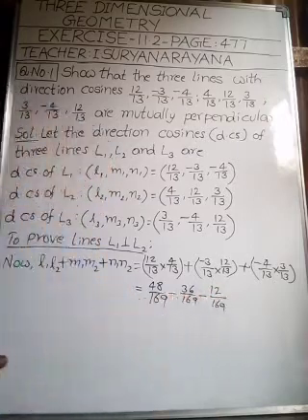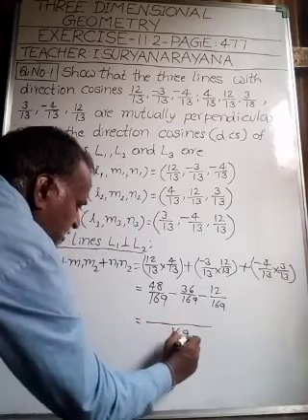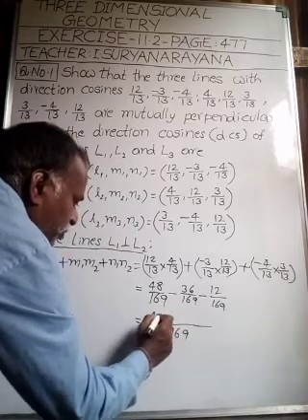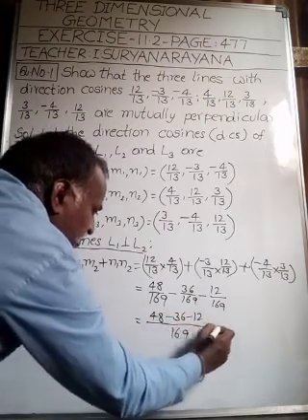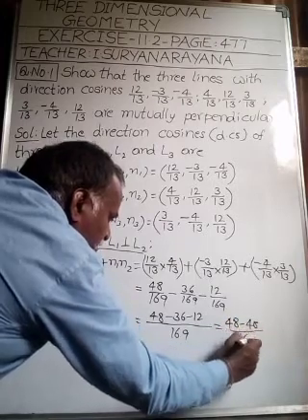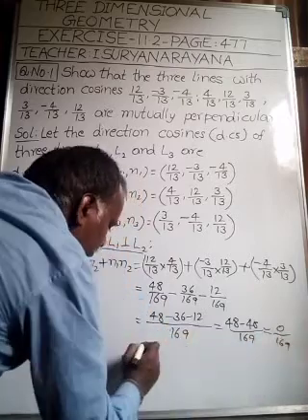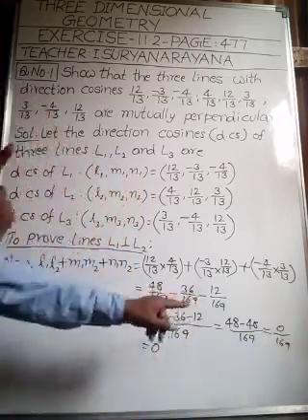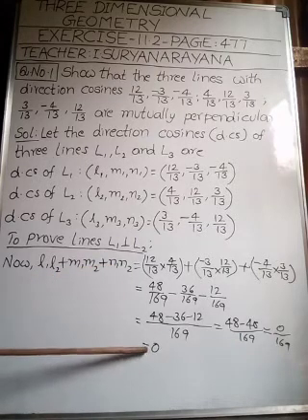Understood this step, my children? Right. Let us take LCM. And 169 is LCM. So what do you get in the numerator? 48 minus 36 minus 12. Then what will you get? 48 minus 48 by 169, that is equal to 0 by 169. 0 by any number, what do you get here? 0. So we get here L1 L2 plus M1 M2 plus N1 N2 is equal to 0.